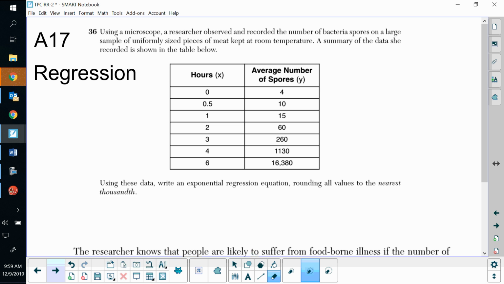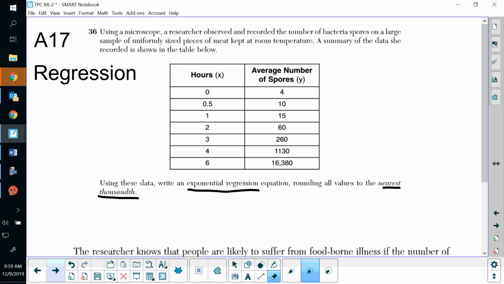So, using a microscope, a researcher observed and recorded the number of bacteria spores on a large sample of uniformly sized pieces of meat kept at room temperature. A summary of the data is shown in the table below. Using this data, write an exponential regression equation rounding all values to the nearest thousandth.